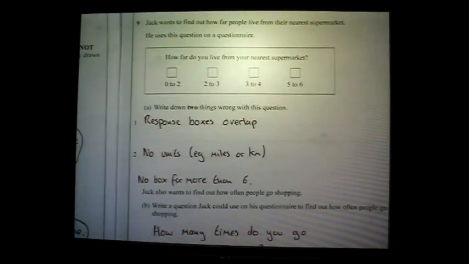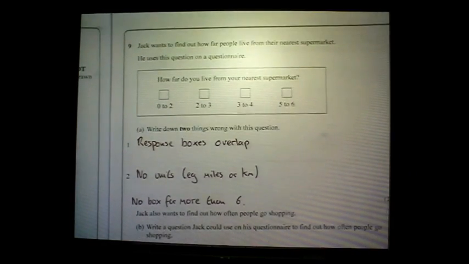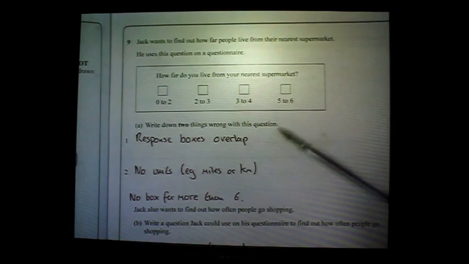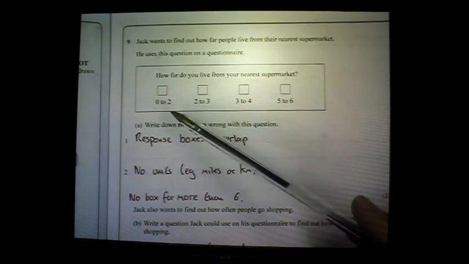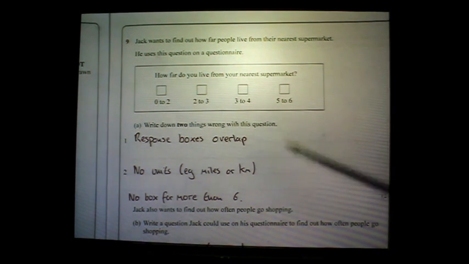Next one, questionnaires. Jack wants to find out how far people live away from the nearest supermarket. He uses this question on a questionnaire. Write down 2 things wrong with it. Well, I put down 3 things, but you only need to put down 2. The response boxes overlap, because 0 to 2 or 2 to 3. If you wanted to tick 2, which one would you tick? Do not just write they overlap. You must say what overlaps, so it's the response boxes.